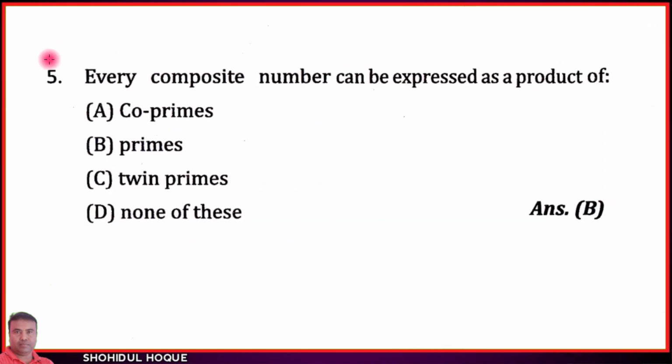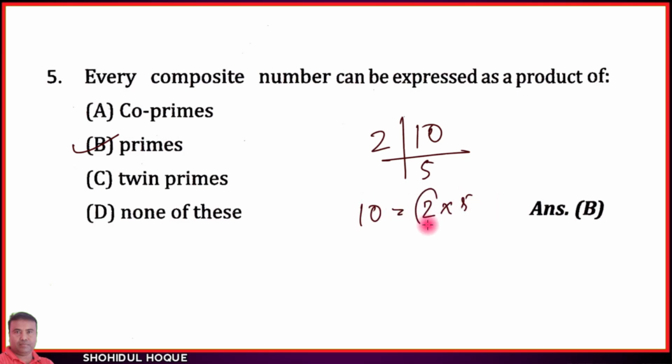Alright. Next question number 5. Every composite number can be expressed as a product of option A co-primes, option B primes, option C twin primes, option D none of these. Correct option B primes. How? One example we can take. 10 is a composite number, so we can express it as a product of primes. First prime is 2, we can divide it by 2, the answer will be 5. Now 10 is equal to 2 into 5, where 2 and 5 are primes, like this.